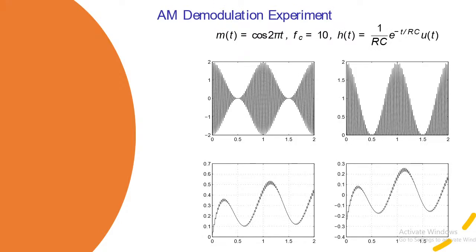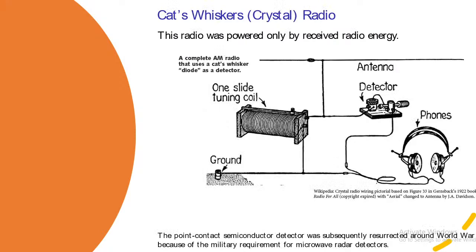This shows experiments from oscilloscopes. These are actually generated using MATLAB. So you can use MATLAB, generate this and see this example. I am not going to go through this example. Cat whisker radio is actually a crystal radio, which was used to receive radio frequency in the early years, particularly during the World War. For World War II, this was in use. Next.